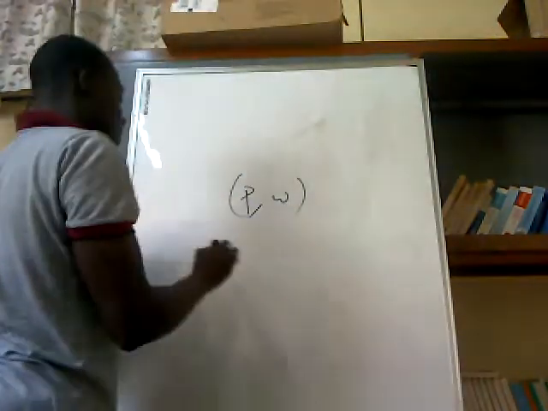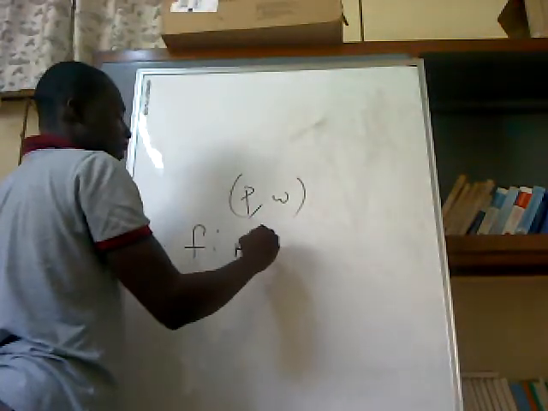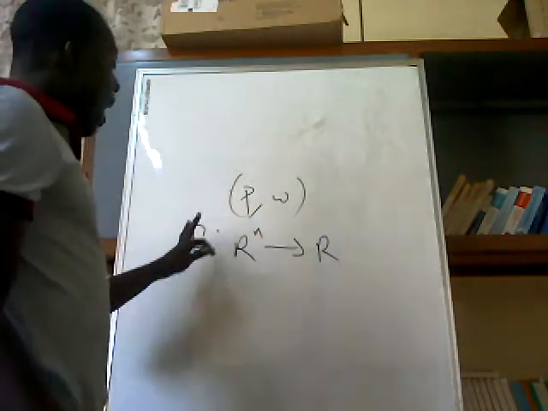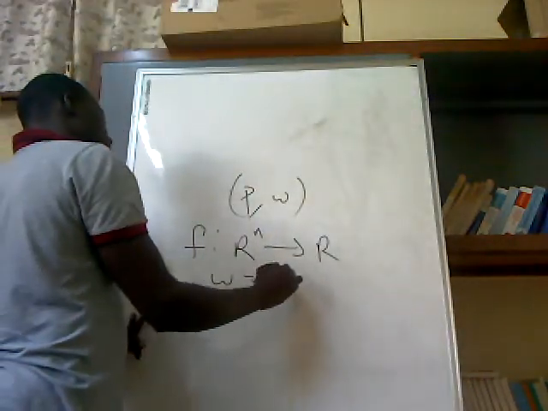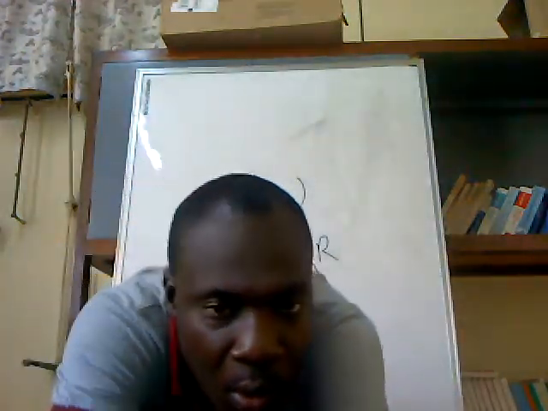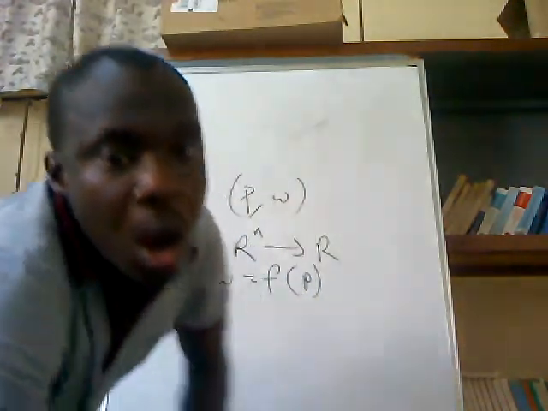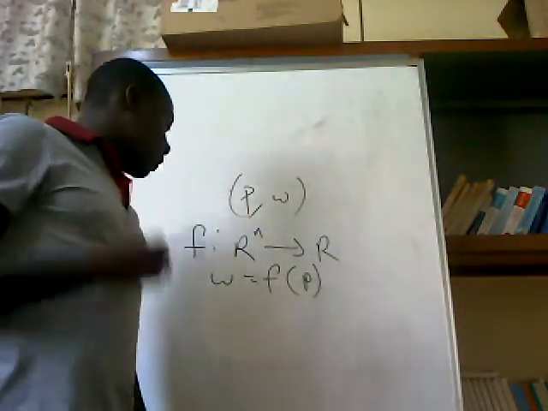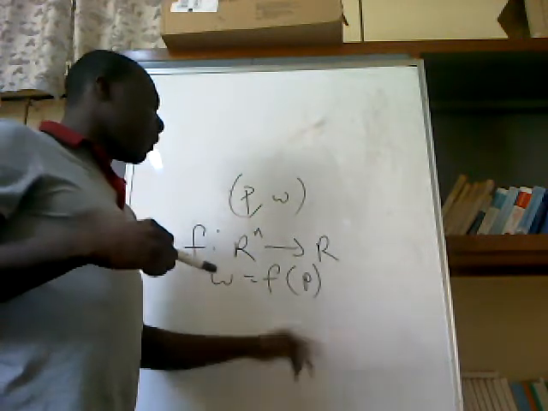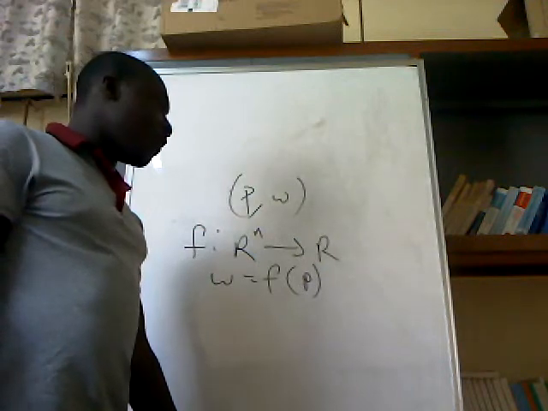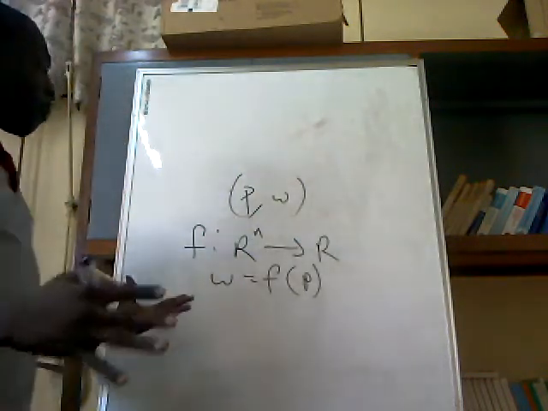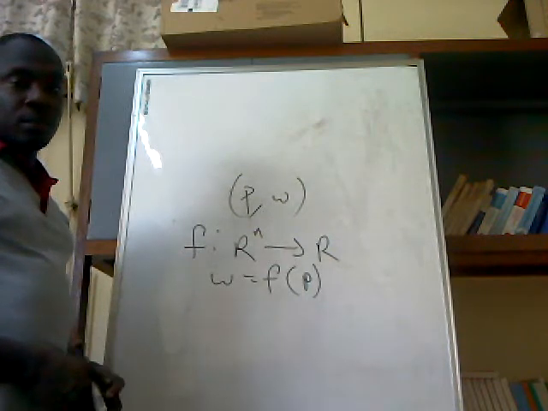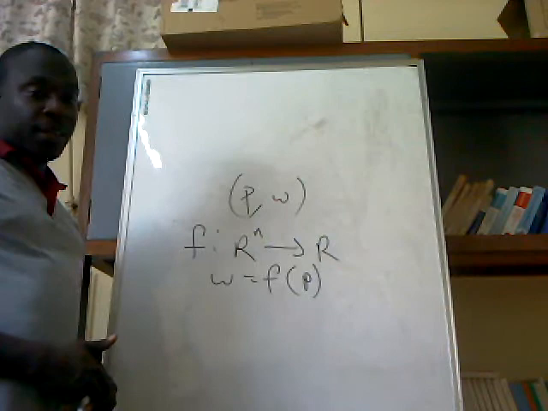So we write f mapping R^n onto R. Typically, W is equal to f of P. Now we call the set of all possible values that P can take the domain of the function, and we call all the resulting values of W the range of the function.